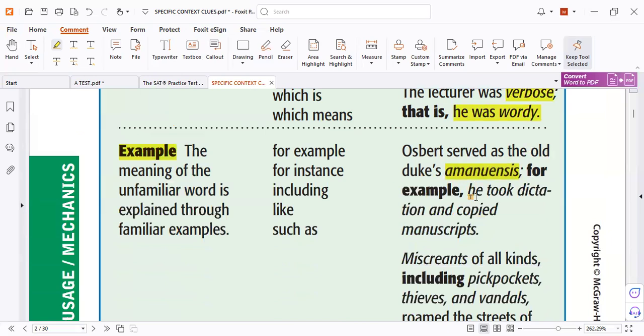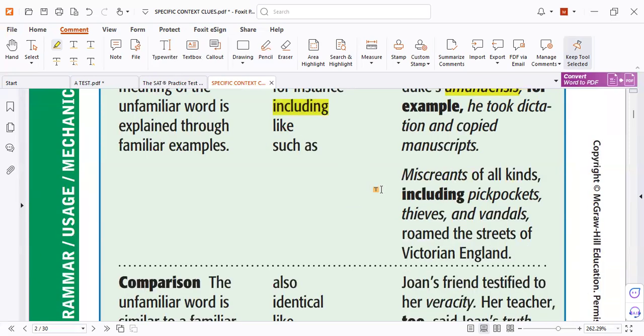Look, look, look. He took dictation and copied manuscripts. But what is the job? Taking dictation and copying manuscripts, like a writer. Yeah, writer. That's it. So all of these transition words can help you, especially "including". Like that, miscreants of all kinds, including all of these. So what do miscreants mean? Bad people, pickpockets, thieves, vandals that damage the public property of governments, for example, or streets. If so, I know.